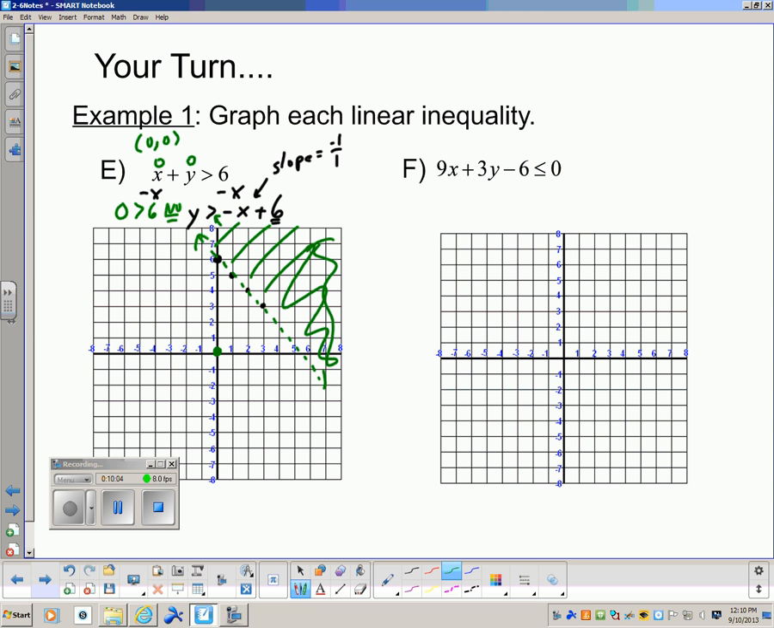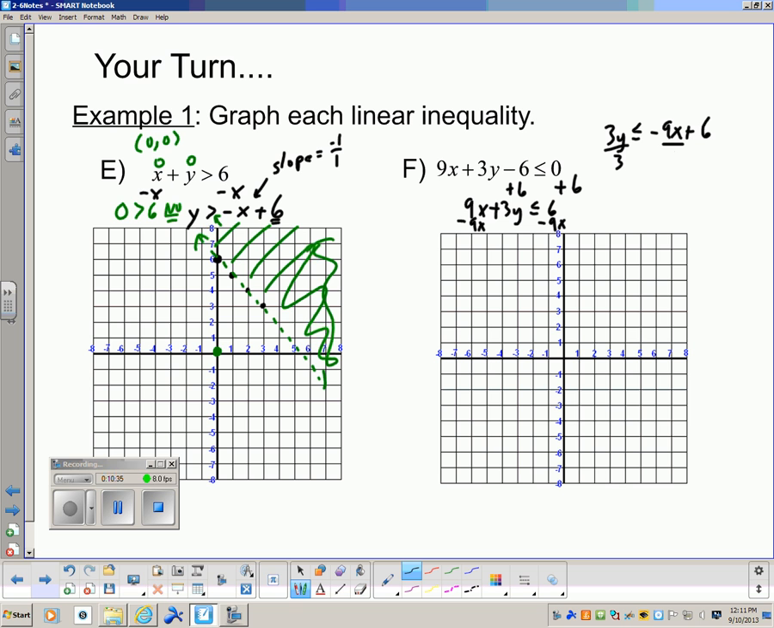And then letter F over there, we have to graph that inequality. So let's try that one. Again, I'm going to try to get this so it's y equals. So I'm going to bring 6 over on the other side first. So I get 9x plus 3y is less than or equal to 6. I'm going to bring 9x over on the other side so I can get it in y equals mx plus b form. So I get 3y is less than or equal to negative 9x plus 6.